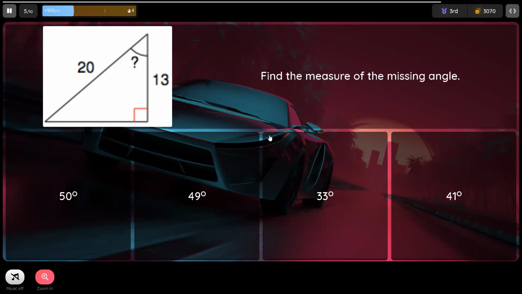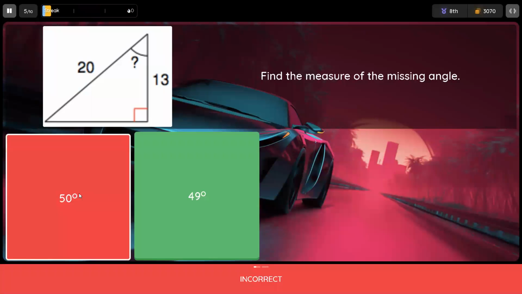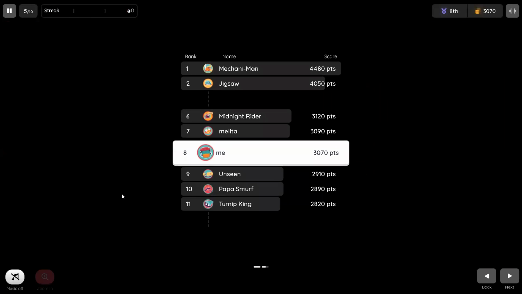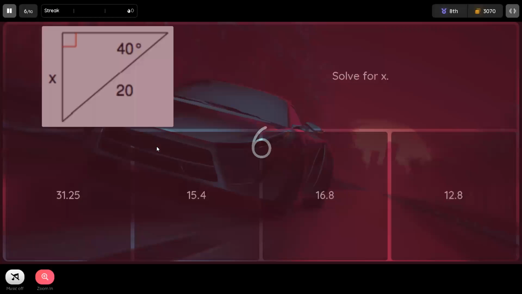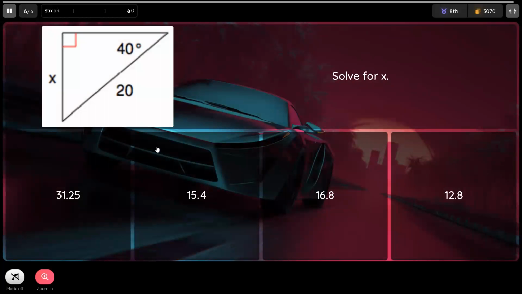I got it as 49.45. So what should I round it to? I think it's 50. It's 49.45, so it's rounded to 50.